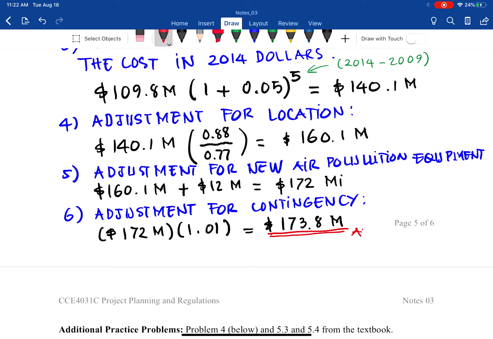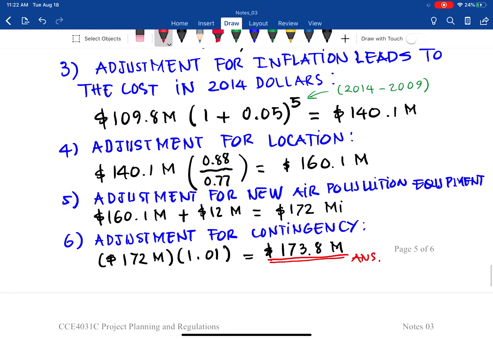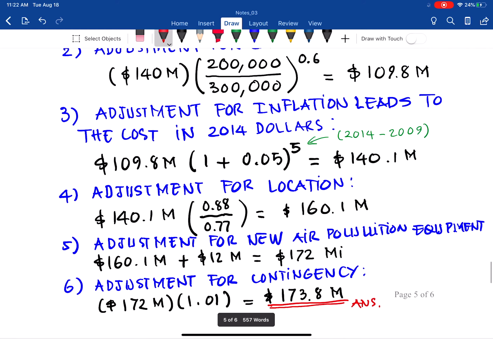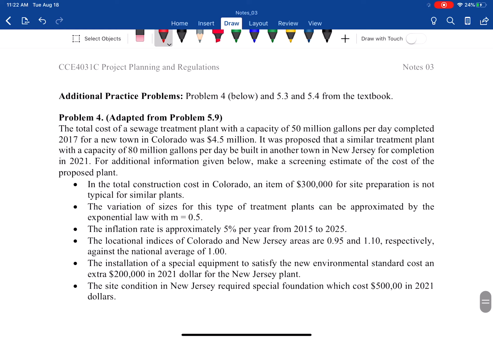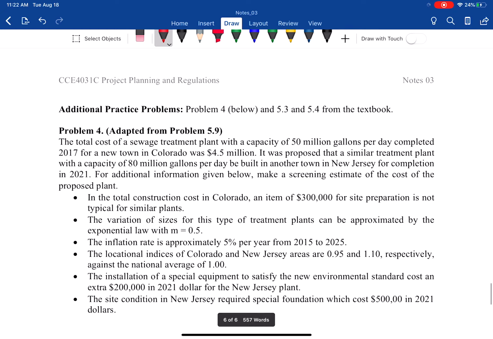What does that mean? To build this 200,000 barrel per day oil refinery plant in Northport, we need $173.8 million. So from that you have an additional practice problem 4, similar to the problem 3 we did, and the two problems in the textbook, 5.3 and 5.4. All solutions are available on Canvas, so practice on your own.